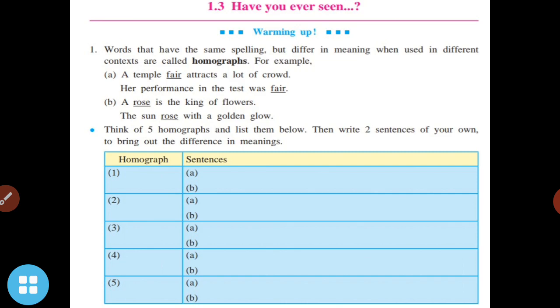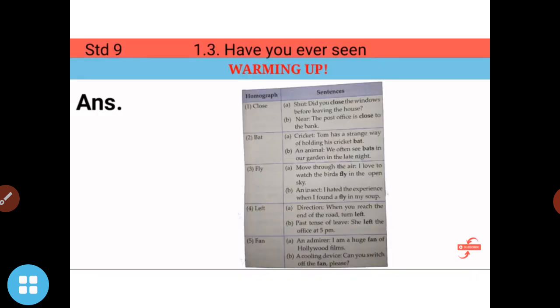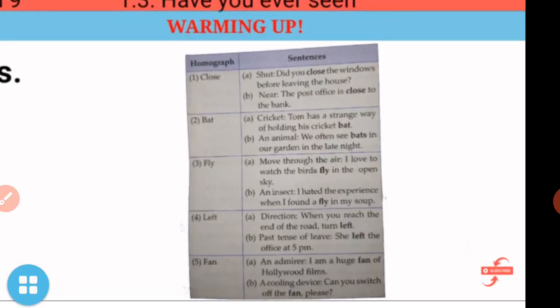What warming up is saying: think of 5 homographs and list them below, and write two sentences of your own to bring out the difference in meaning. Here the chart is given; you have to choose any 5 homographs and make sentences out of them. In the next slide we have made a few homographs. You can zoom the screen and see them. I have already written a few homographs for you, so you can note them down for your reference.